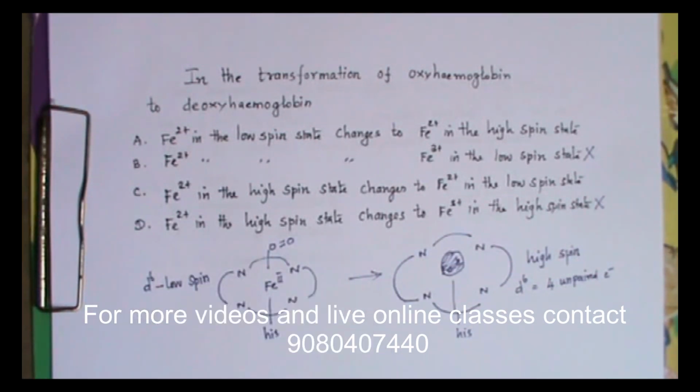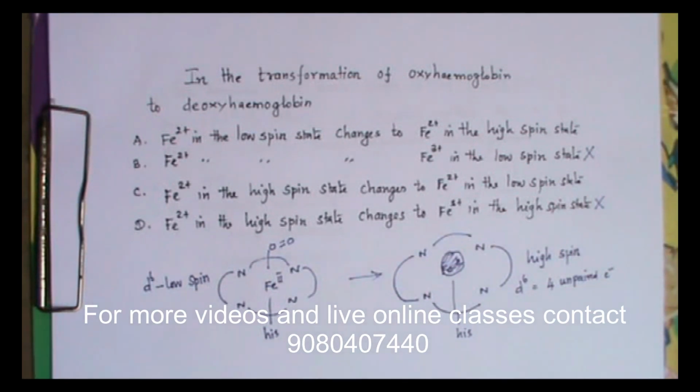When it is low spin, the size of Fe2+ is decreased to some extent and it becomes somewhat small, and the size is suitable to be accommodated in the cavity. That happens only when oxygen binds to Fe2+. So when oxygen is bound to Fe2+, the size of Fe2+ decreases due to pairing.